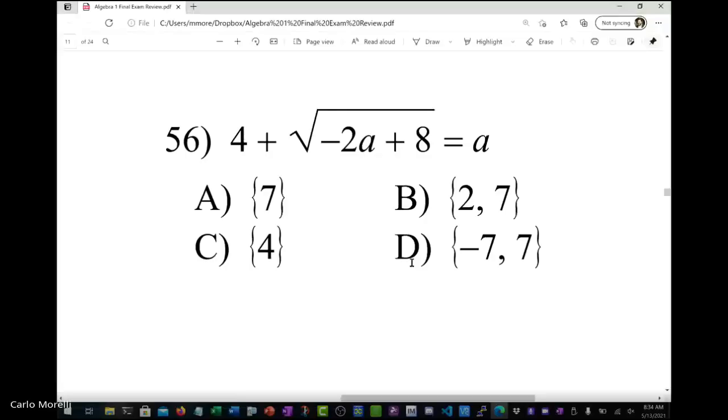So we were left off yesterday on number 55. Being a math teacher, I'm going to add 1, and that puts us at number 56. Number 56: we've got 4 plus the square root of negative 2a plus 8, and then all of that is set equal to a.